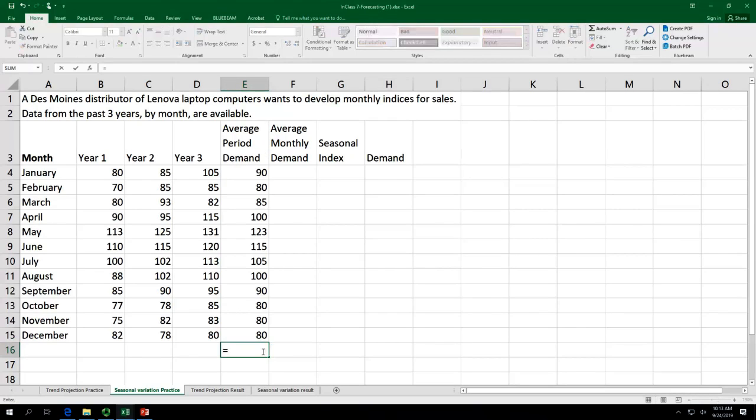And now I'm going to use the sum function for the total. That's the sum of the average period demand. Now we want to find out how about we spread out the 1,200 to be every month equally. So use this to divide by 12.